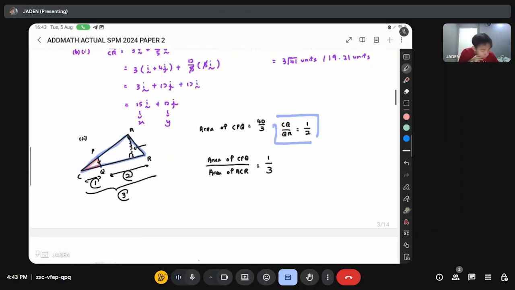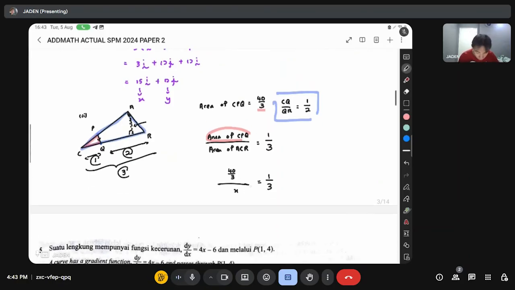So once I did that, I would replace this with the value that I got, 40 over 3. And my area of ACR is unknown. I'm going to assume it as x. And I'm going to find out what is the actual area of ACR, which is the full triangle. So from this way, we can actually do cross multiplication. So next step is x times 1 is x, 40 over 3 times 3, you end up with 40. So that means your area of ACR is 40 units squared. That is your area of the ACR triangle.